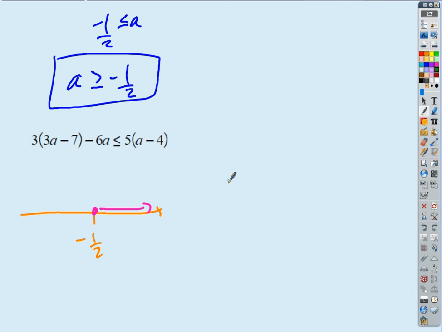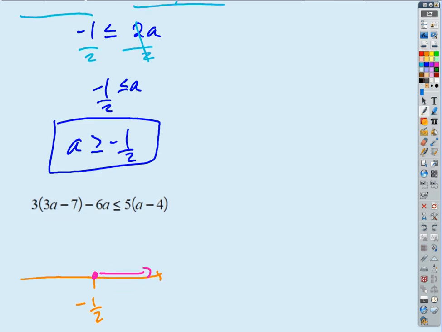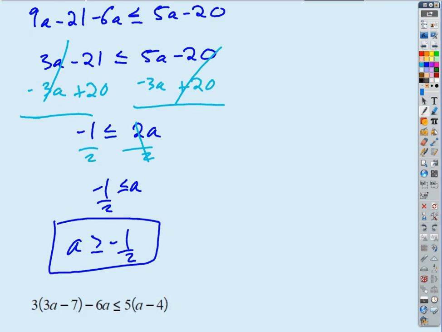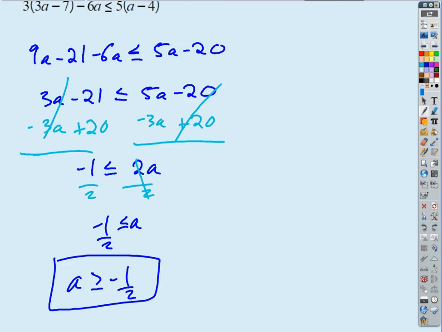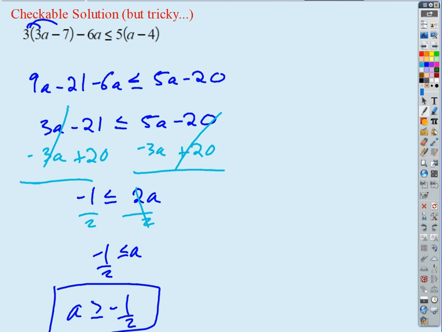You've got to really pay attention to how you would check this effectively with a calculator, with some kind of technology. So first, what's the boundary of our solution? Well, the boundary is negative 1/2. So you always check the boundary value. When you plug negative 1/2 back into the original inequality, you should end up getting the same number on both sides of the inequality. Okay, that's the first thing that has to happen.